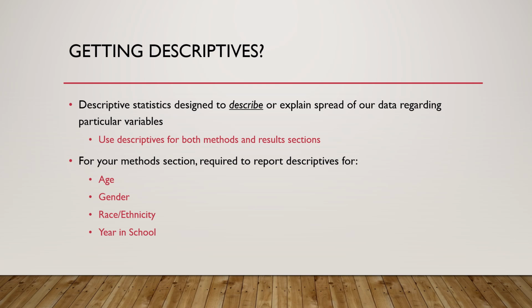Now in our methods section, specifically in the participants section, we definitely need to report the descriptives for the age, gender, race, ethnicity, and I'm also going to include year in school there. Let's throw that one in as well. It's not as common. Most articles you read will just have those first three, but it's worth it for us to have.